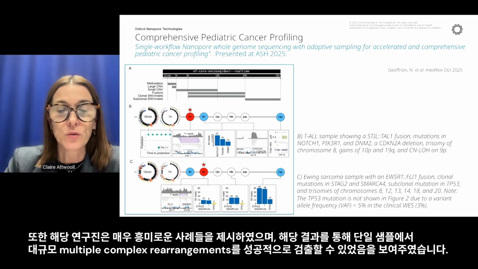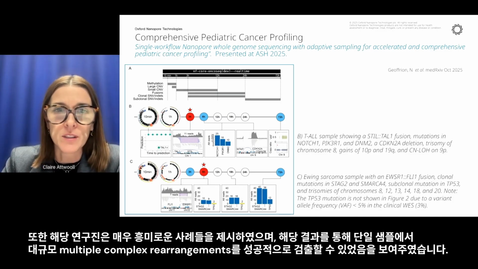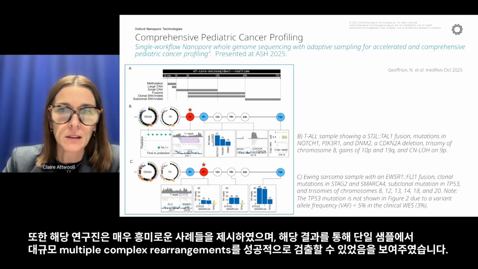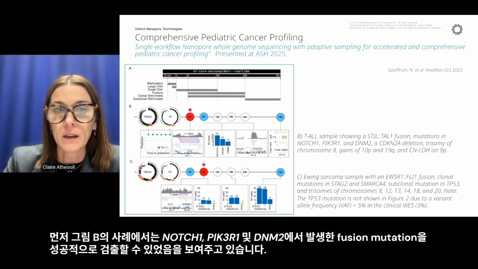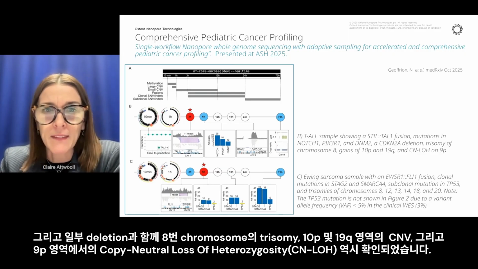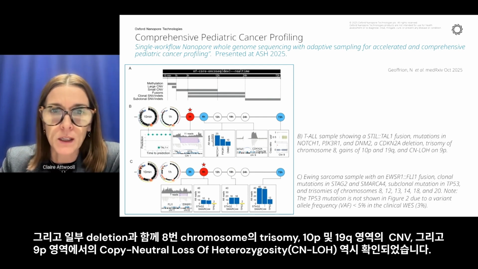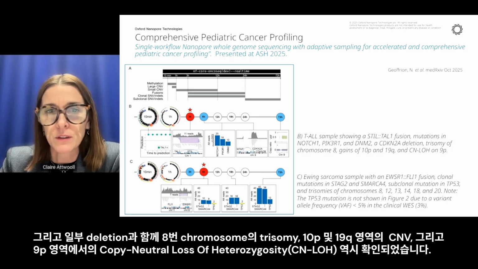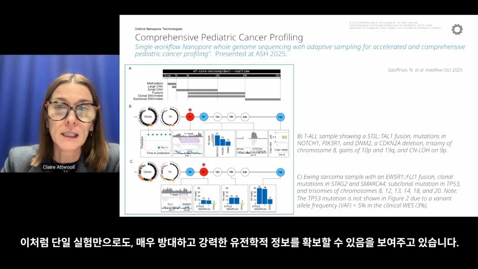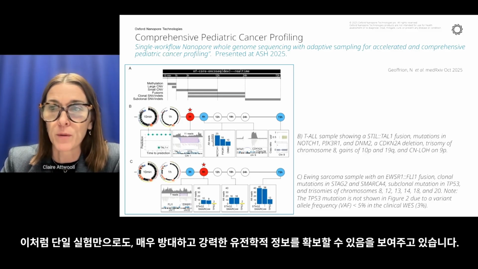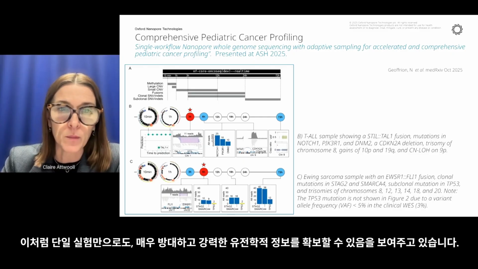And so they have some really nice stories. I'm sure you don't need me to read these figures out, but they were able to detect multiple complex rearrangements with a single sample. So I'll just use this top one as an example, where they were able to detect a fusion, mutations in Notch1, PIK3R1, and DNM2, and then some deletions, so trisomy of chromosome 8, and then loss, gain of 10p and 19q, and then copy neutral LOH on 9p. So really a huge amount of powerful information from one simple experiment.